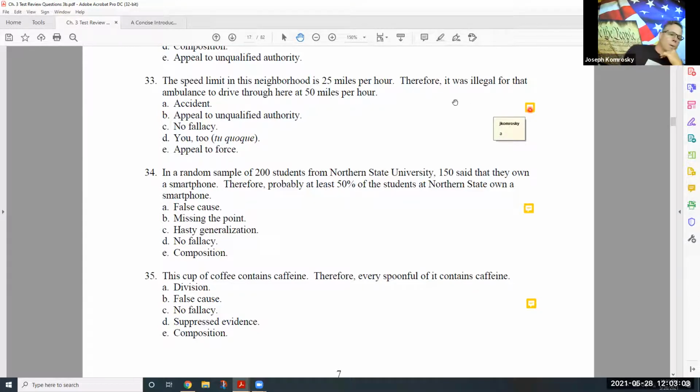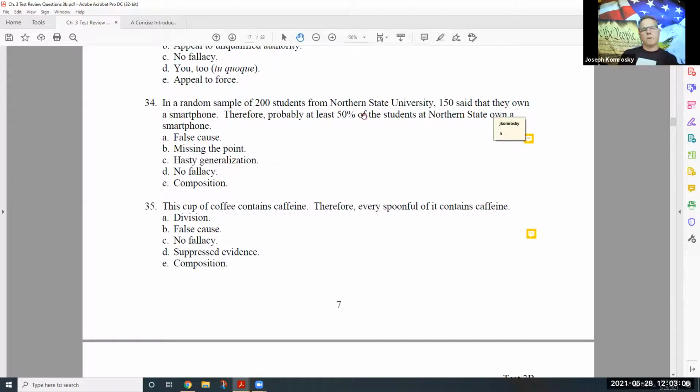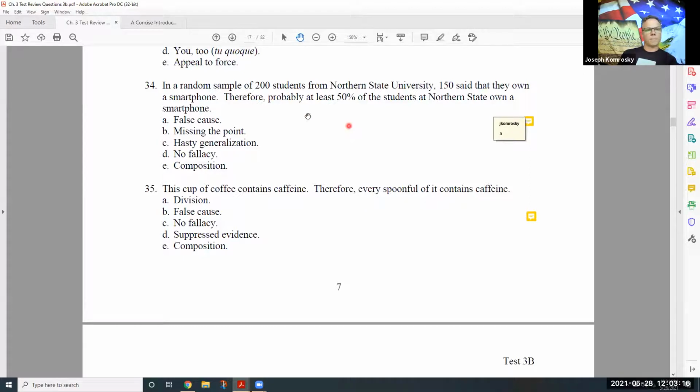Okay. So 34: in a random sample of 200 students from Northern State University, 150 said that they own a smartphone. Therefore, probably at least 50 of the students in Northern State own a smartphone. So we have 200. 150 said they own a phone. It says probably at least half the students own a smartphone. Oh, sorry. So 100. What's half of 200? 100, right? It says 150 own a smartphone. You know that that's at least half, right? So there's no fallacy here.